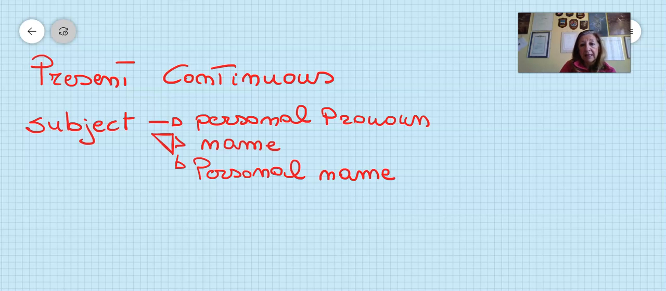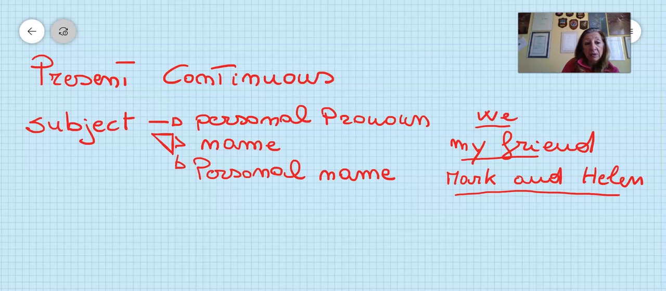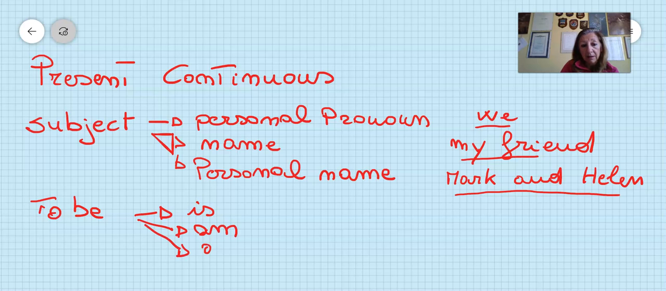Okay, so I can have as a subject we, or my friend, or Mark and Helen. Okay, so I can have a personal pronoun, a name, or a personal name or personal names. Then I use the verb to be. To be, it can be is, or it can be am, or it can be are. Okay, it depends on the person. So we are, my friend is, Mark and Ellen are, I am.